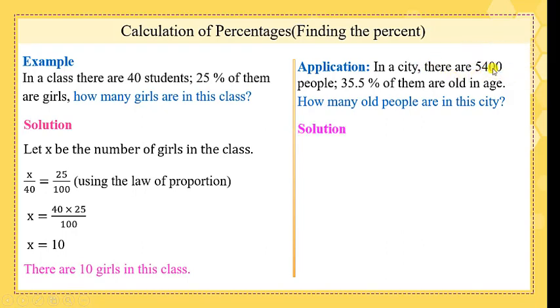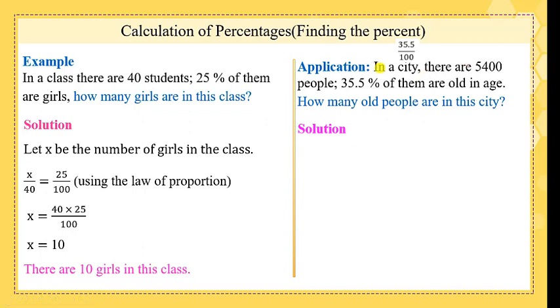In a city, there are 5,400 people. 35.5% of them are old in age. How many old people are in this city? From the given, since we have a percentage, we move to a ratio, which is 35.5 over 100. So it's the first ratio. In order to find the number of old people in this city, we have to form a proportion. To find the next ratio, look to the first ratio, where 35.5 is the part and 100 is the whole.